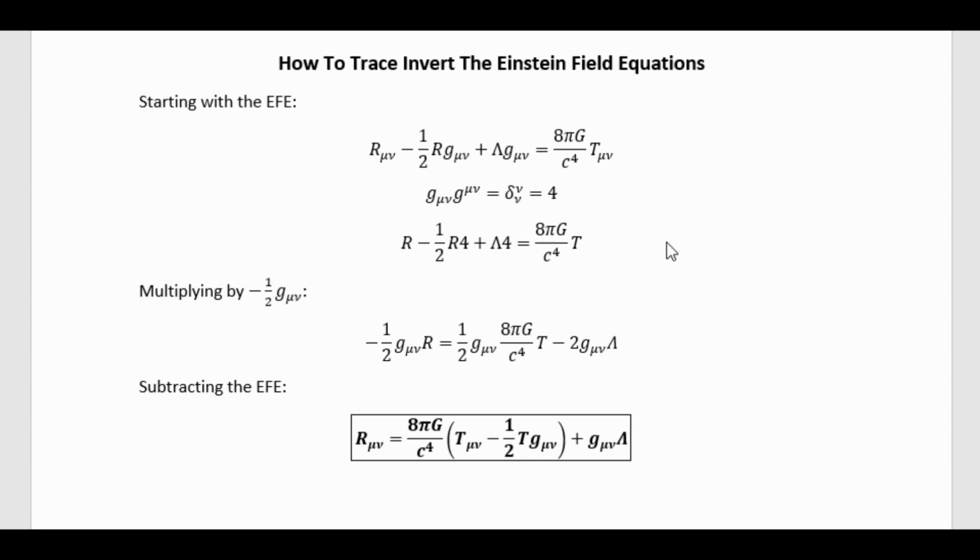Then if we multiply by -1/2 times the metric, then we arrive at this. Now the key here is that we can then subtract the Einstein field equations, meaning this term here cancels with that one, and we arrive at here, the trace inverted Einstein field equations. So it really is every bit as quick and easy as I promised.